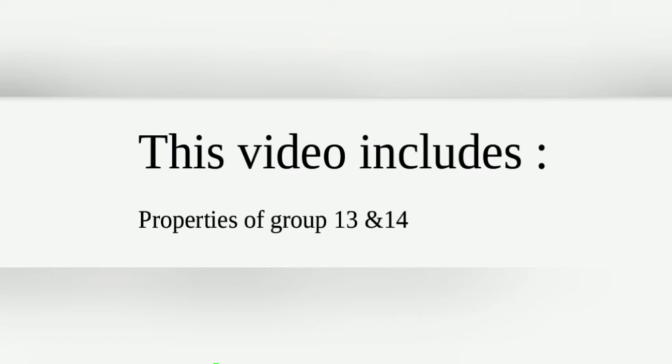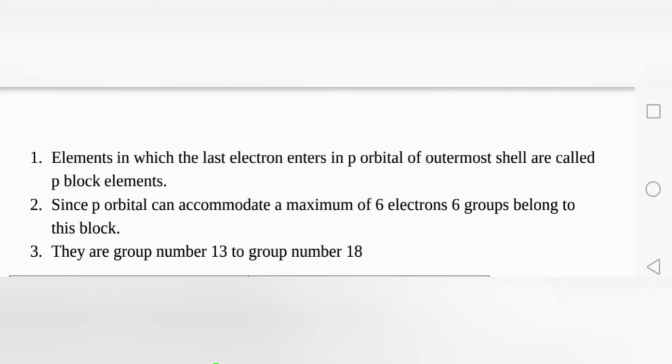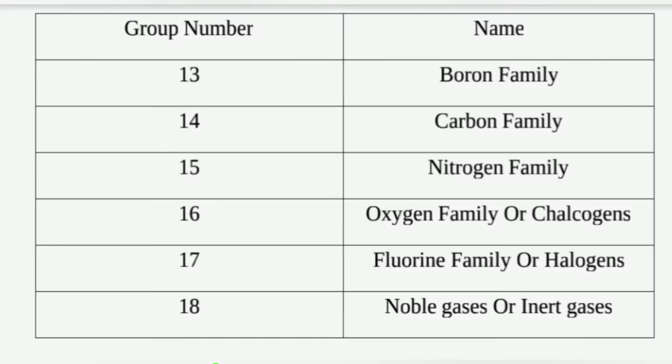The elements in which the last electron is entering the p orbital of the outermost shell are known as p block elements. We know when we write down the subshell electronic configuration, the last electron is entering the p orbital. Such elements are known as p block elements. In the p block we have group number 13 to 18. Since the p orbital can accommodate a maximum of 6 electrons, 6 groups belong to this block. The p block contains 6 groups, that means group number 13 to group number 18.